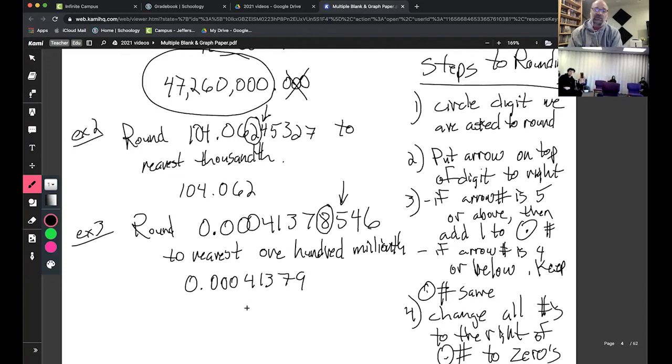But there is another way to say this. Do you guys know how to say this? Go ahead, Nathan. 41,379 100 millionths. Yep, that's right. So you either have to do one or the other. Like for example, you can't say 0.58 hundredths. You either say 0.58 or 58 hundredths.